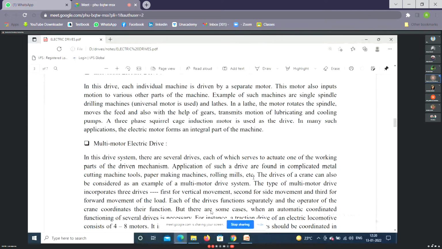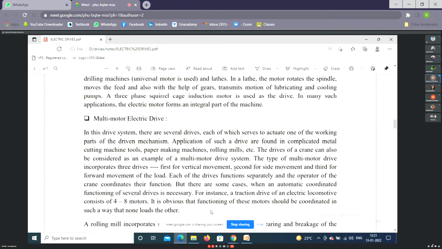Then multi-motor drive system. This is universally used for large industries, say for a steel rolling mill. The rolling mill will have different components which are run by different electric motors. So the whole system is run by more than one electric motor, and the operation of these motors has to be coordinated. And this is normally fully automatic, under computer control.